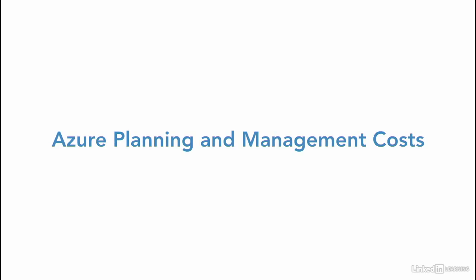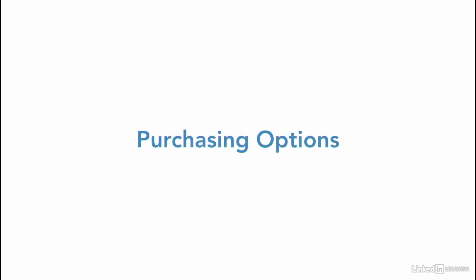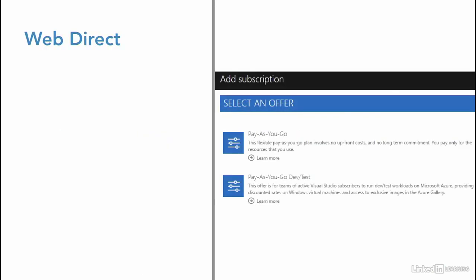A major consideration of moving to cloud services is the cost. By taking the time to plan your environment, you can more closely predict and manage those costs. And the first thing we need to look at is the purchasing options for Azure. There are 3 ways we can purchase Azure.